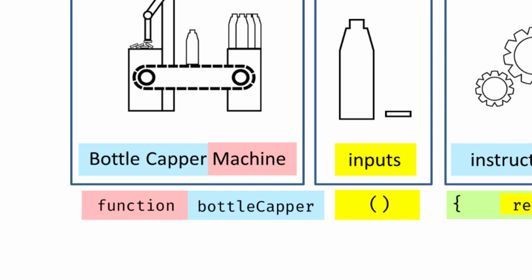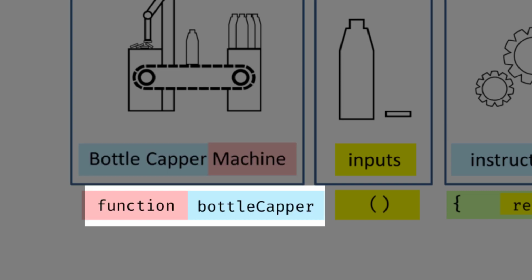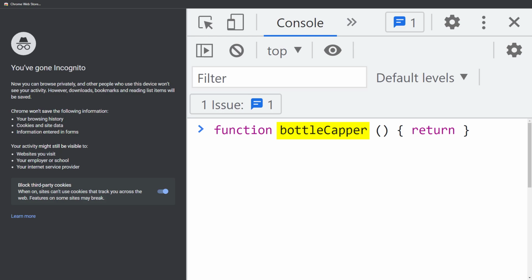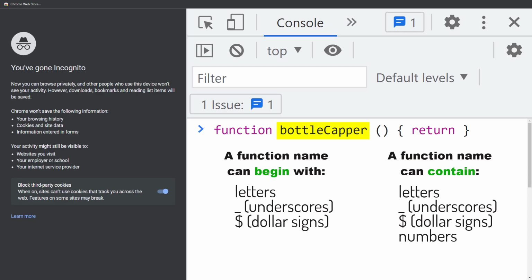Let's move on to this second word, bottle capper. This is the name of our machine, that is, the name of our function. A function is named using camel case. A function name can begin with letters, underscores, and dollar signs. A function name can contain letters, underscores, dollar signs, and numbers.